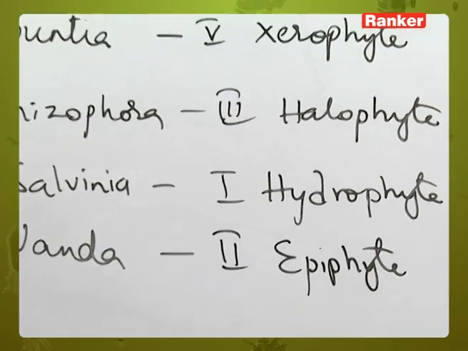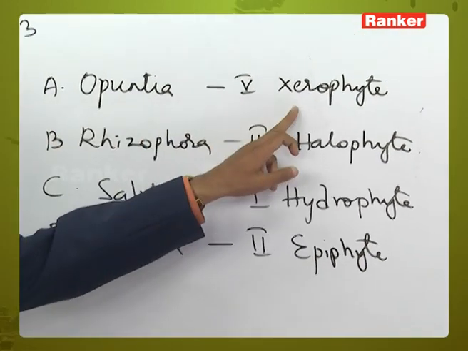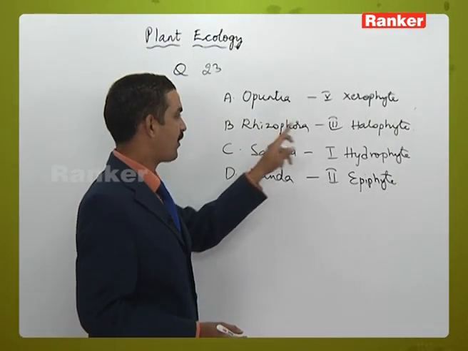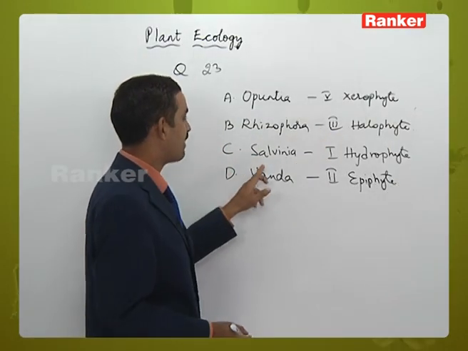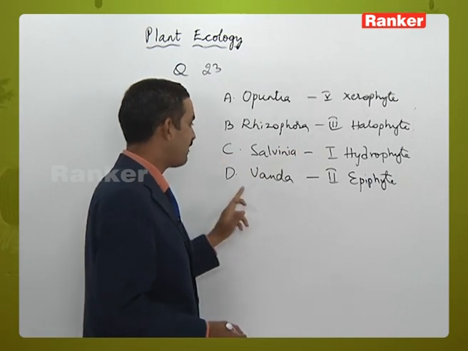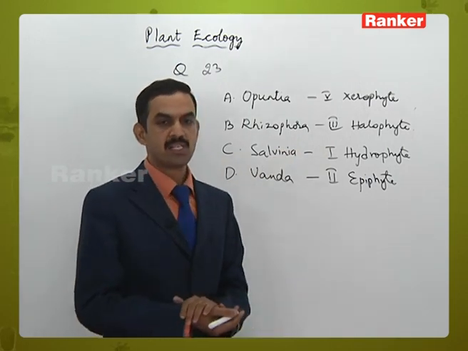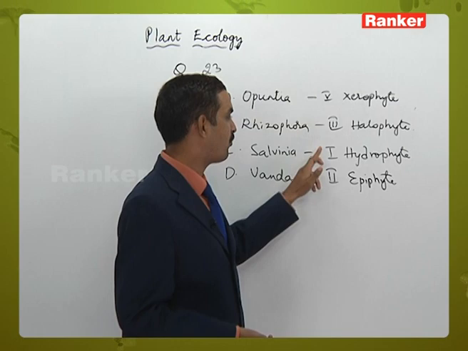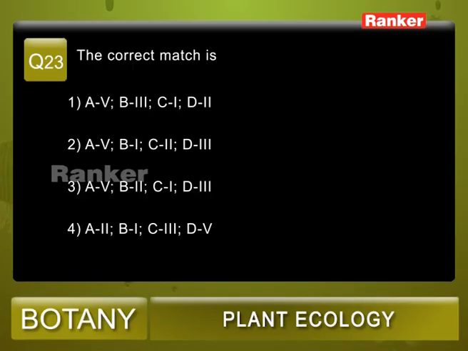So from the given options, A, Opuntia is 5, xerophyte, B, Rhizophora is 3, halophyte, C, Salvinia 1, hydrophyte, D, Vanda 2, epiphyte. So the correct sequence is 5, 3, 1 and 2. Question number 23, the correct answer is 1.